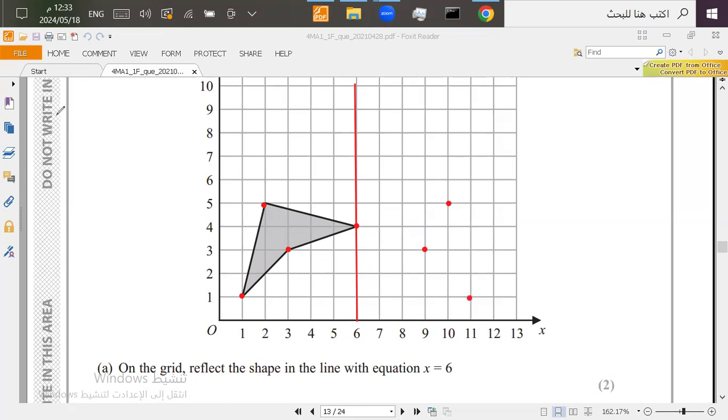And then at the end, I'm going to connect the points together with lines so I can draw the shape again. Okay. So here, connect, connect, connect with the line, and I'll get the new shape. And this is the new shape reflected on the line x equals 6. Now, let's take a look at the next question.